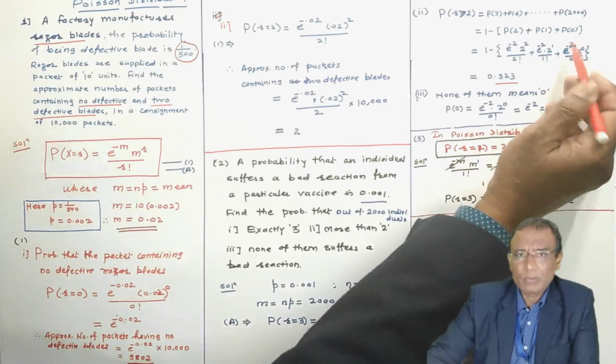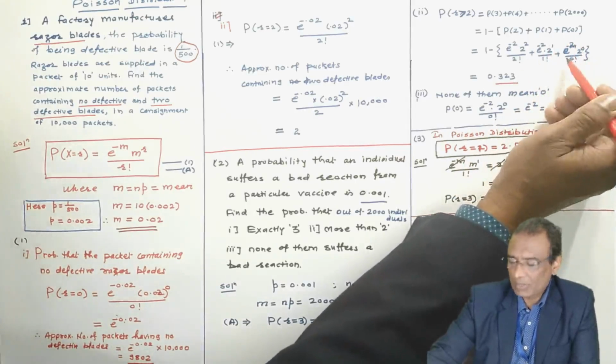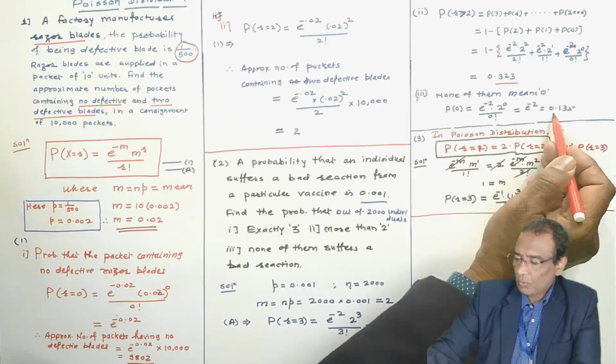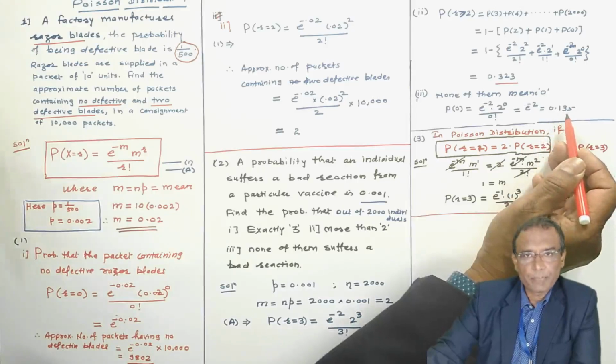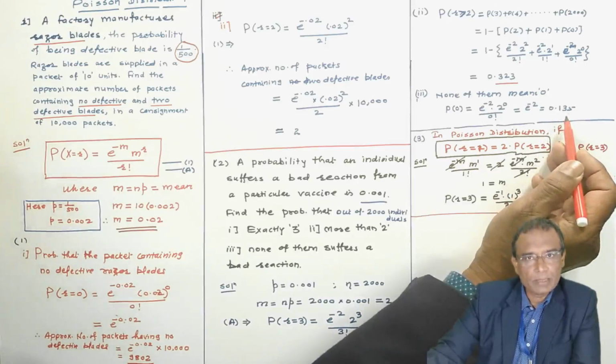And the value of P0 you can get from here also, because here the P0 is required. The 0.135 is the probability that no individual suffers bad reaction. Means 0 individuals suffer bad reaction.